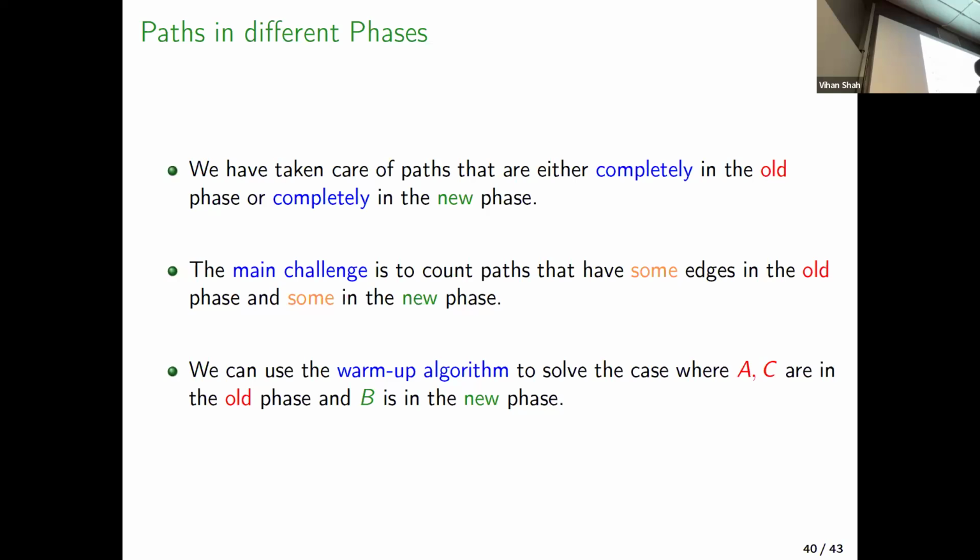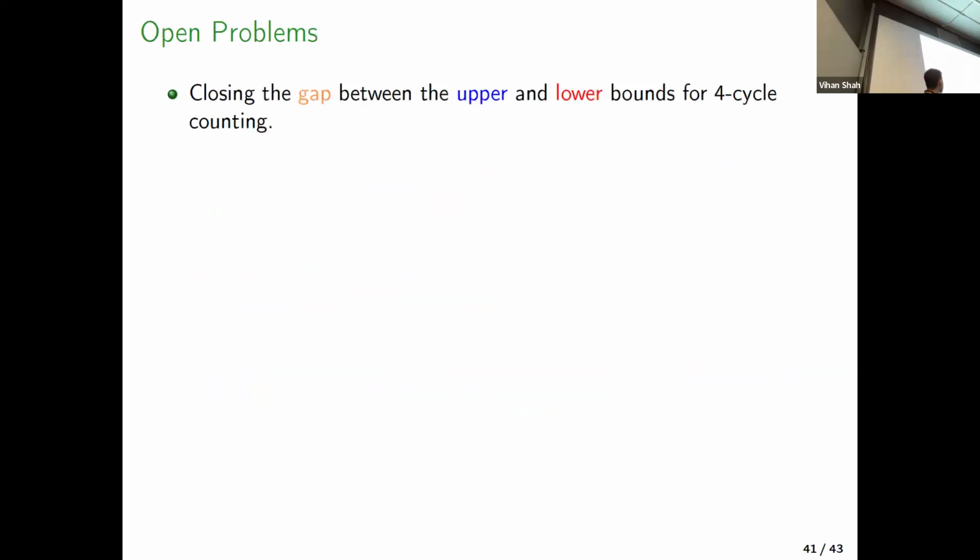So A and C are fixed. The old phase edges are fixed, and the new phase edges are sort of incoming. And this is where we use the warm-up algorithm as a subroutine in our main algorithm. You still have to worry about all of the other cases that I'm not going to talk about. Okay, so let me just end with some open problems now.